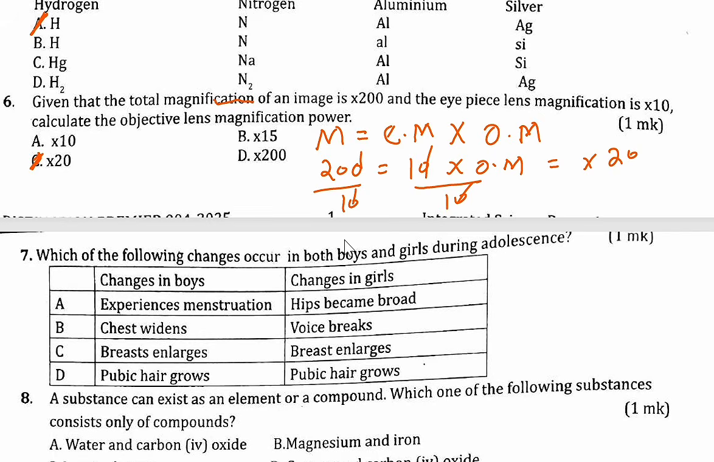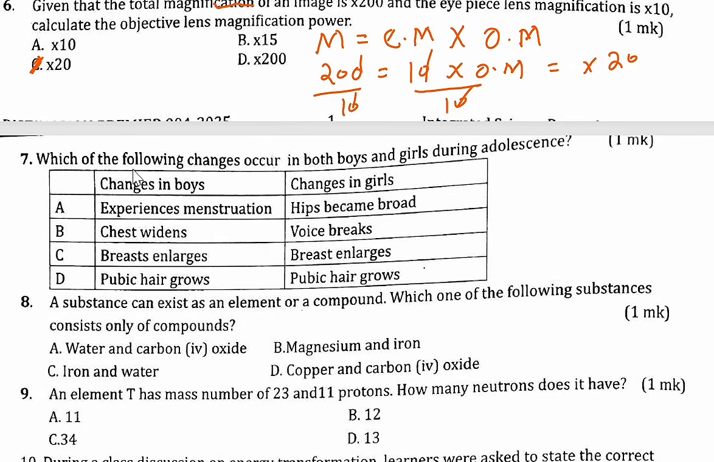Number 7, which of the following changes occur in both boys and girls during adolescence? So we underline the words both boys and girls. So it occurs for both boys and girls. Part A, experiences menstruation? No. Boys don't experience menstruation. So that is incorrect automatically.